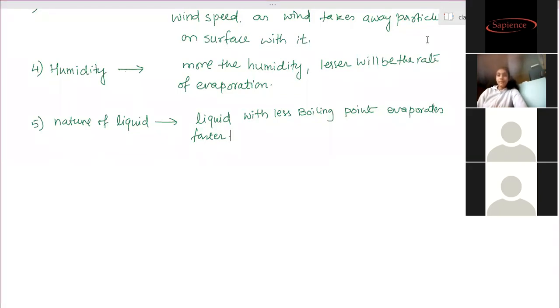Then the next part is the perspiration process. We feel cooler when we sweat, or perspiration causes cooling in our body. Perspiration, that is the sweating process. So perspiration causes cooling. The reason is, ma'am, the sweat evaporates and then it causes cooling.